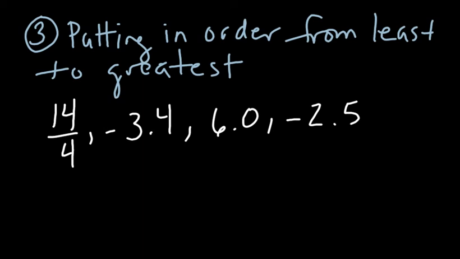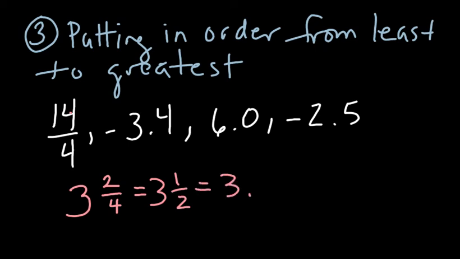Let's start by making it proper. 4 goes into 14 3 times with 2 left over. So that's 3 2/4, which is 3 1/2, which is 3.5. Now I have them all in decimal form, so I'm going to put them in order.